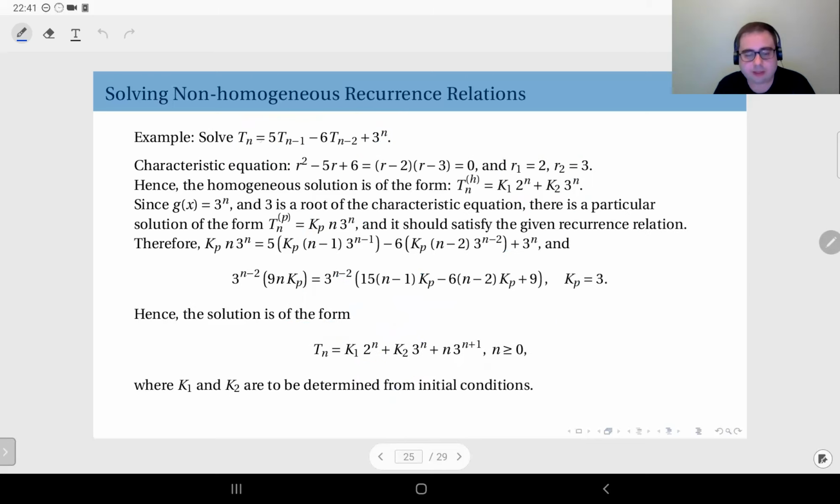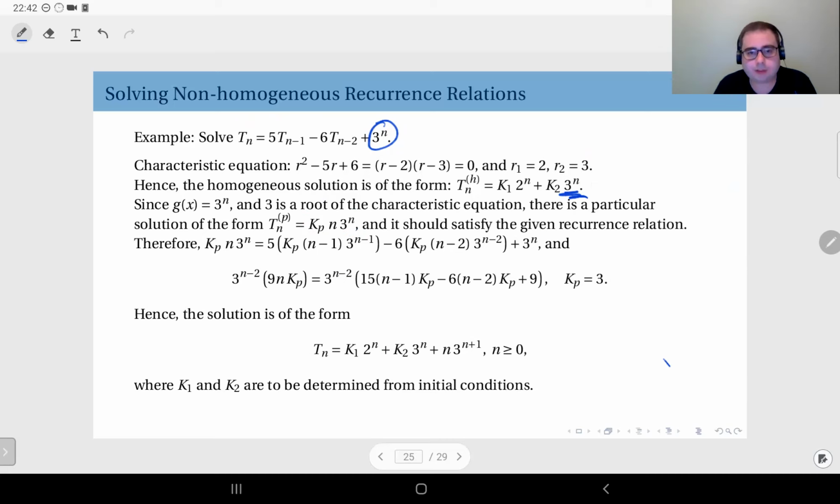And n should appear here. Okay? And if the characteristic roots were 3 and 3, in this case my homogeneous solution would be of the form K1 3 to n plus K2 n 3 to n. My particular solution in this case would be Kp times n squared 3 to n. Simple as that. Okay, let me erase these. And in this case, again, you do the same thing.